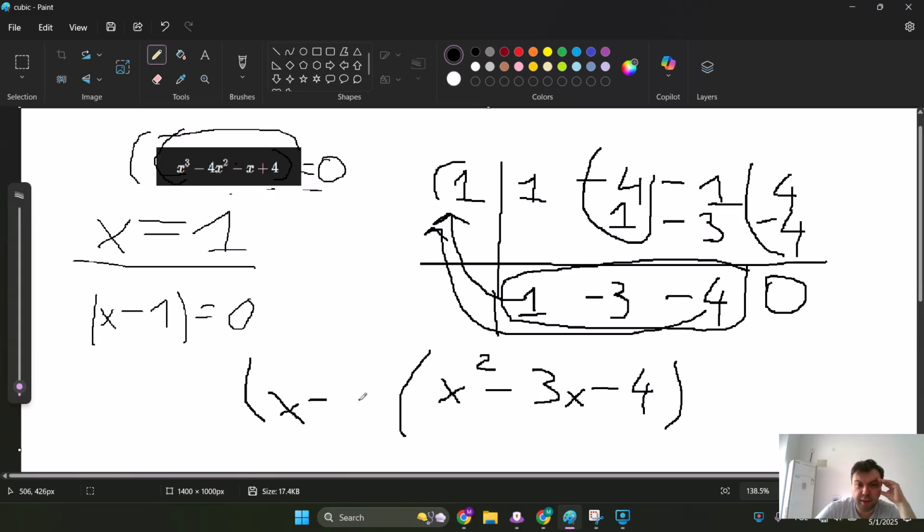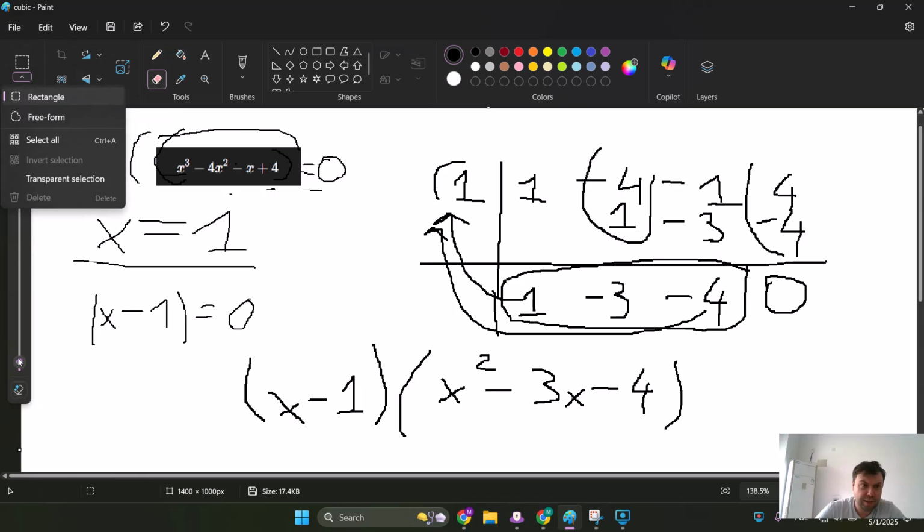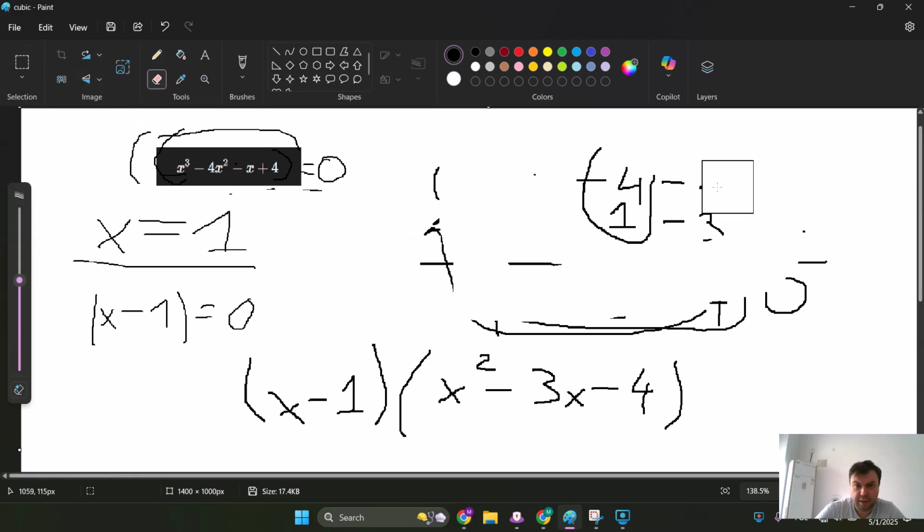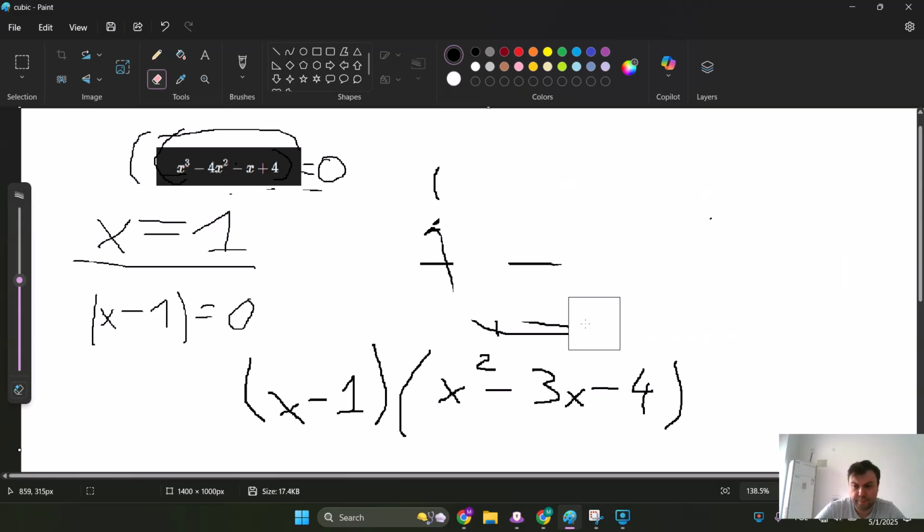So the first root is already found. We know the root is 1, but we can further factor the quadratic. Let's factor it quickly so we will know the final solution. I already did the synthetic division, so I will quickly erase it so we have some space.